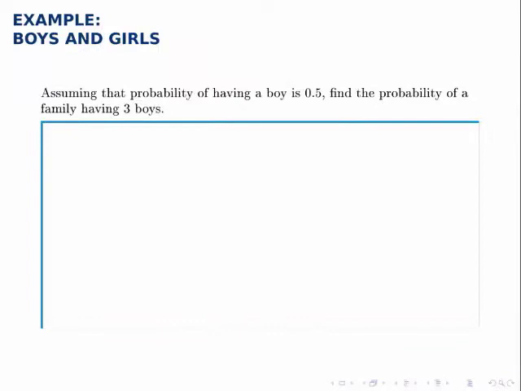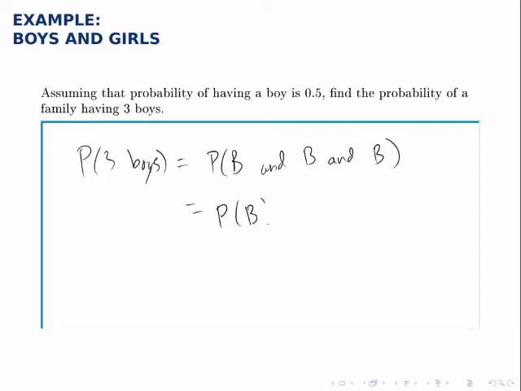Assuming that the probability of having a boy is 0.5 or 50%, find the probability that a family with 3 children has 3 boys. So the probability of having 3 boys is equal to the probability of having a boy first, and a boy second, and a boy third. So these events are all independent. In other words, the first child has no effect on what the second child will be. We're assuming. So the probability of these events all occurring together is the product of the individual probabilities.